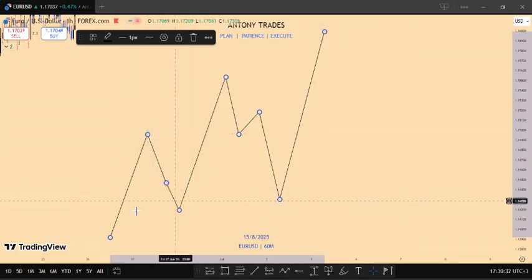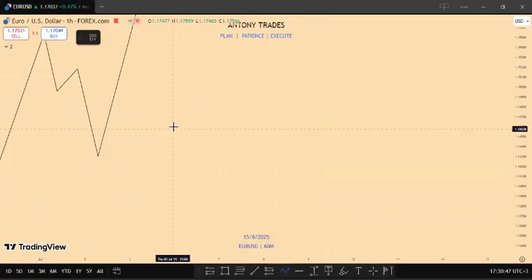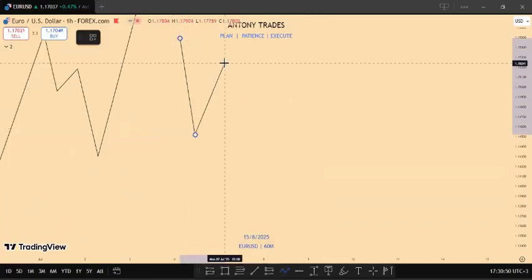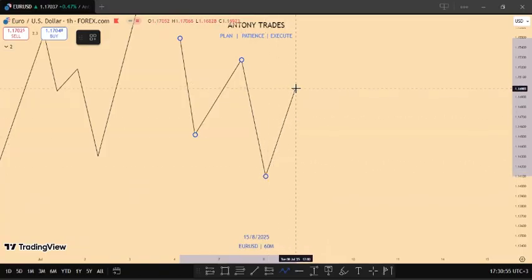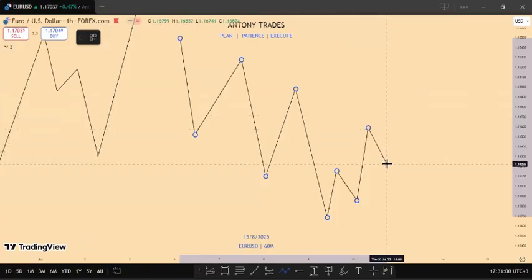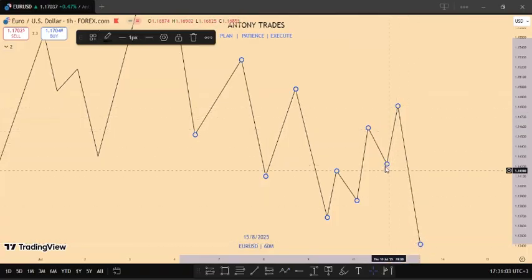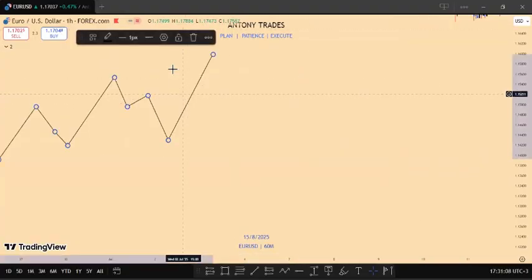So this move after the impulse move, this move to the downside, is what we are calling the pullback. Then you have the impulse move, then the correction or the pullback, then the impulse move. If, for example, we are trending to the downside, this is our impulse move, then you have the correction, then the impulse move, then the correction again, then the impulse move. So these are the two ways the market moves.